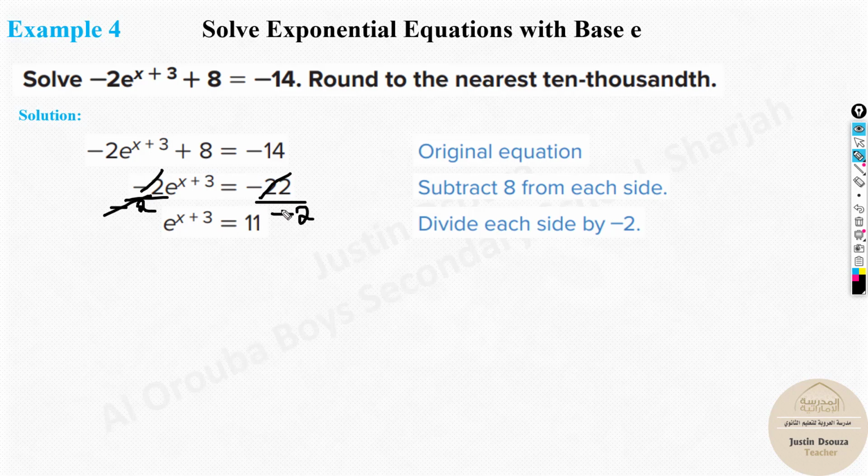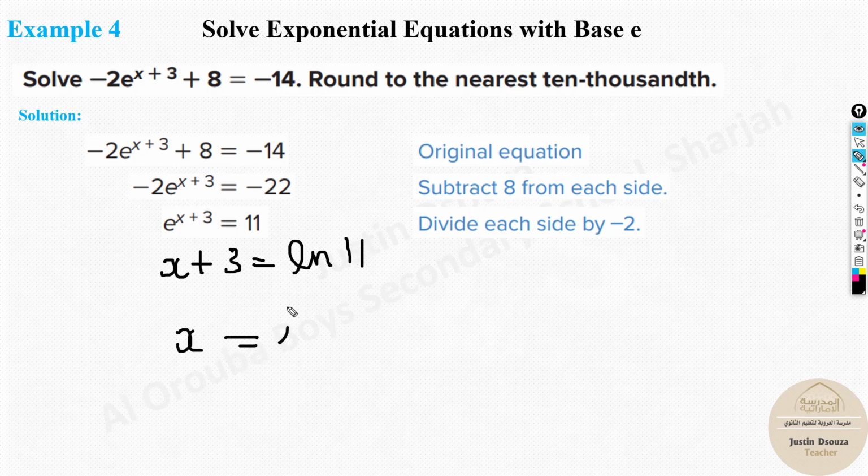This cancels, and the sign cancels, and 2 becomes 11, positive 11. Now you still have e to the power x plus 3. Now recall what we had done at the beginning in this video. The base of the exponential goes to the other side. Whatever is the power comes down, and this becomes natural logarithm 11, and x equals ln 11 minus 3.